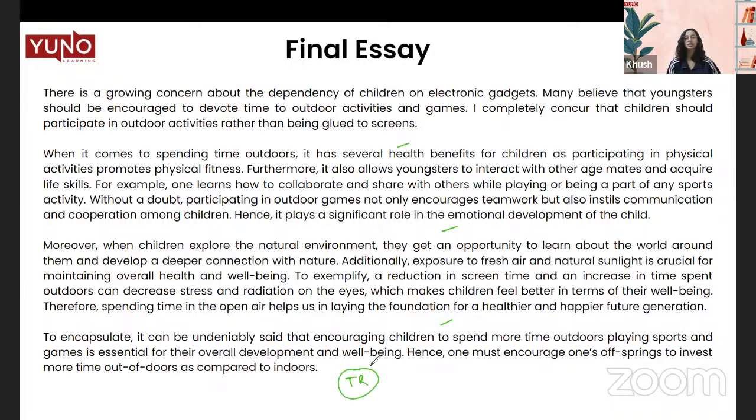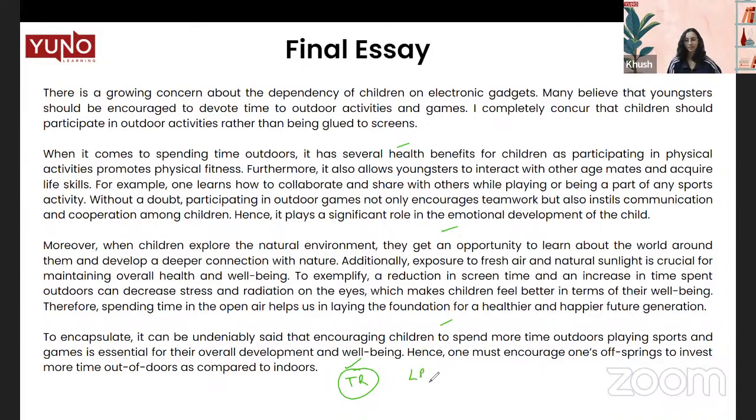Number one, task response. Have we given the examiner our opinion? Are our ideas aligning with what the question asked? The question was about whether outdoor sports should be encouraged. Have we covered that, or have we gone off on another trajectory? Sometimes students go into other dissected arguments, but you have to stick to what the question says. So make sure you read the question five to six times before even attempting it, so that you know what we are going to talk about and you stick to those things. That is your task response.